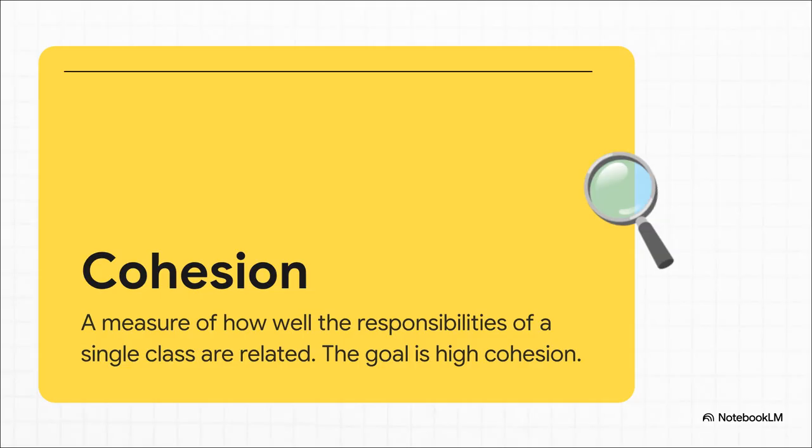The second core principle, sort of the flip side of the coin, is cohesion. While coupling looks at the dependencies between classes, cohesion looks inside a single class. It asks a simple question: how focused is this class? Do all of its parts work together to achieve one single, well-defined purpose? And our goal always is high cohesion.